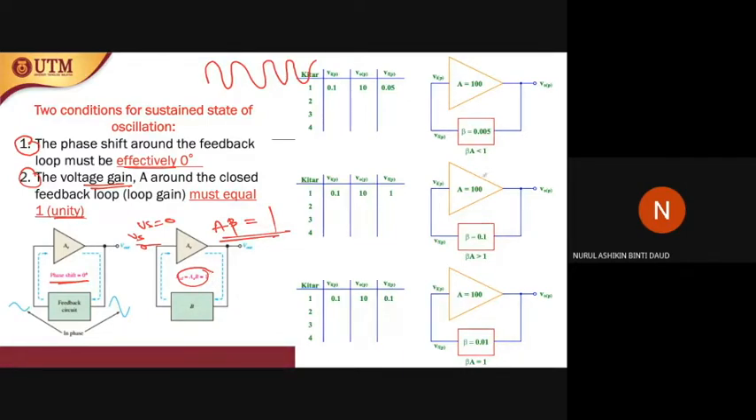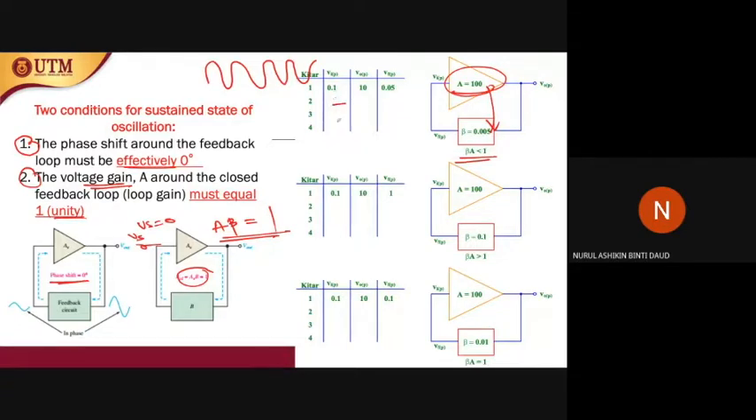Let's look at the example here. The gain value here is 100, and the beta value here is 0.05. You can see that the value of beta gain is less than 1. Later on you can calculate it here.